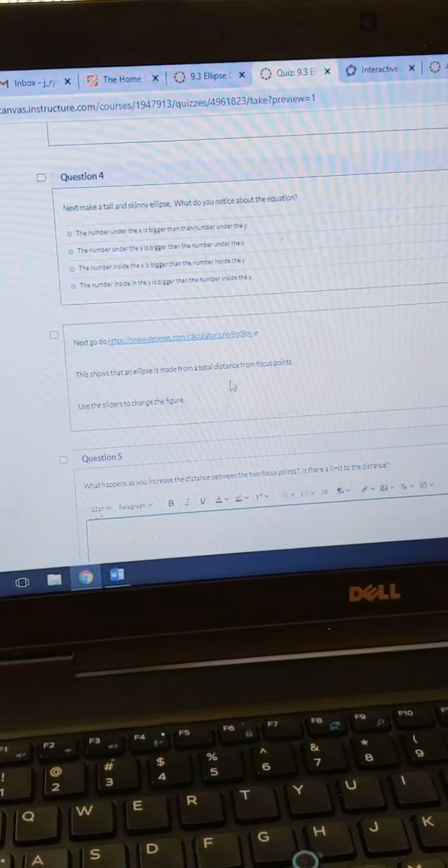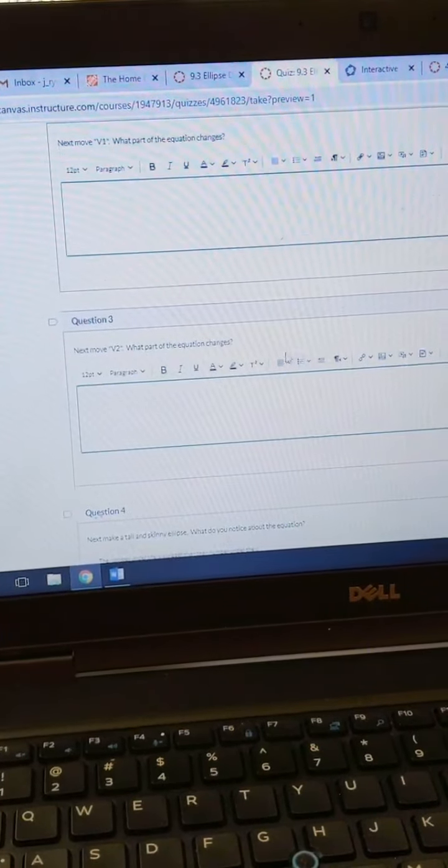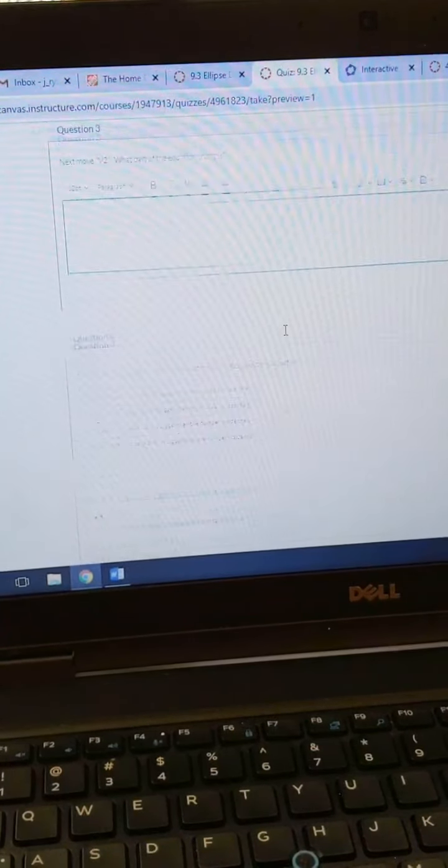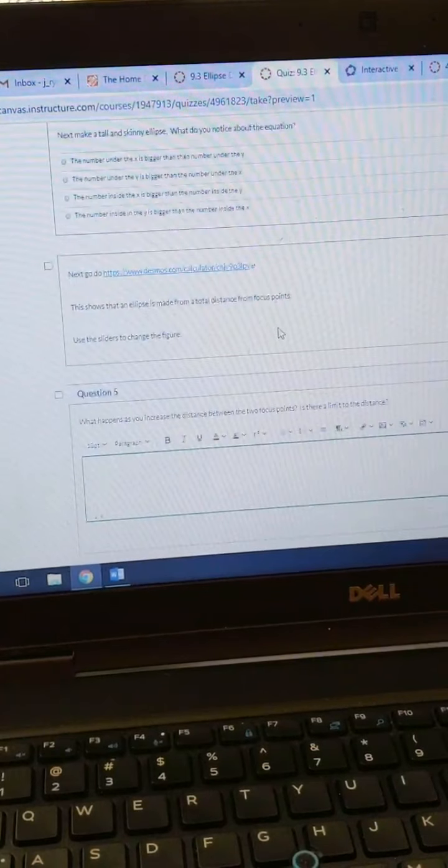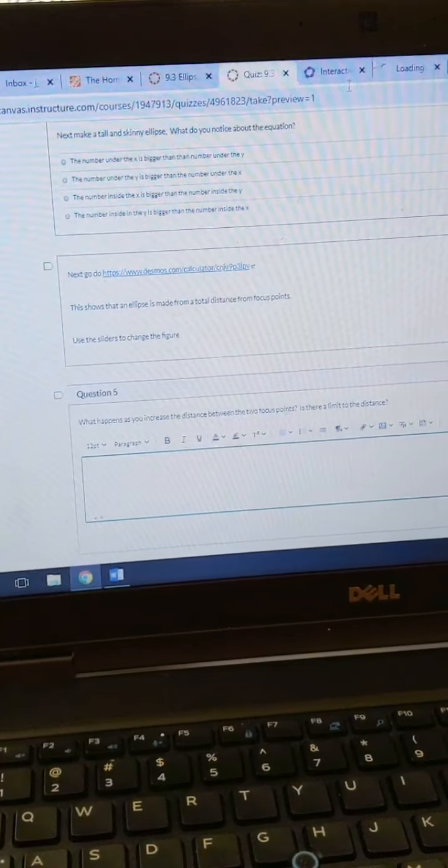So the next part here, you guys okay with those? We're just messing around with it, noticing how it changes the equation. So we can go back later and see how this works. All right, next we're going to go to this Desmos website. So I'll open that up.